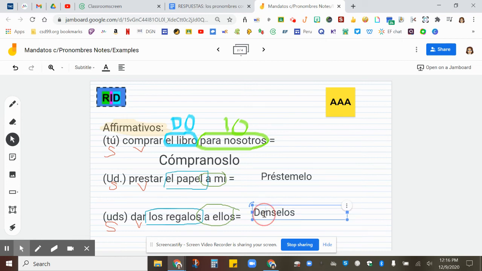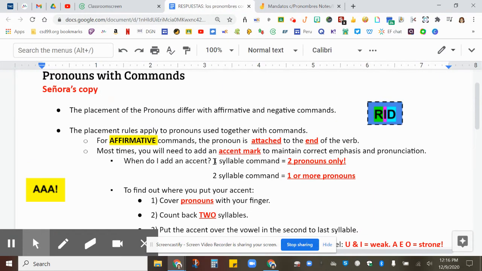Cover up your pronouns. Put the accent mark on the vowel and the only syllable in the verb. Dénselos is an example of a one-syllable command that has attached two pronouns.